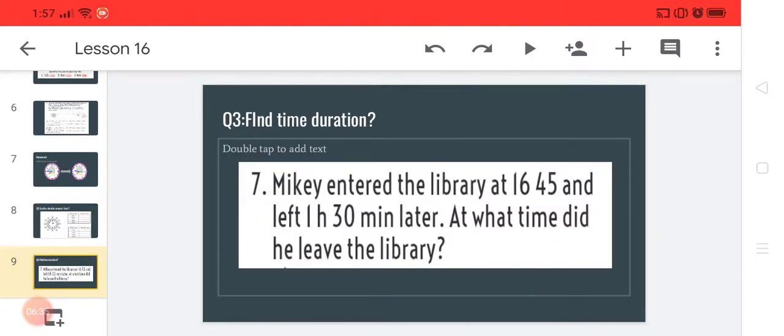Question number 3: find the time duration. Mikey entered the library at 16:45 and left 1 hour 30 minutes later. At what time did he leave the library? Now find out the departure time from the library.